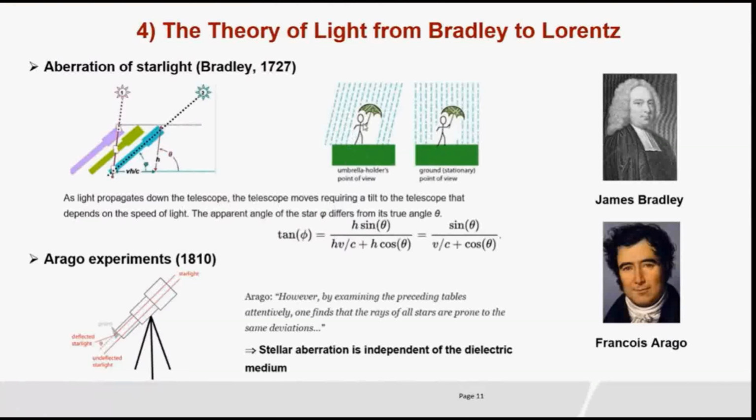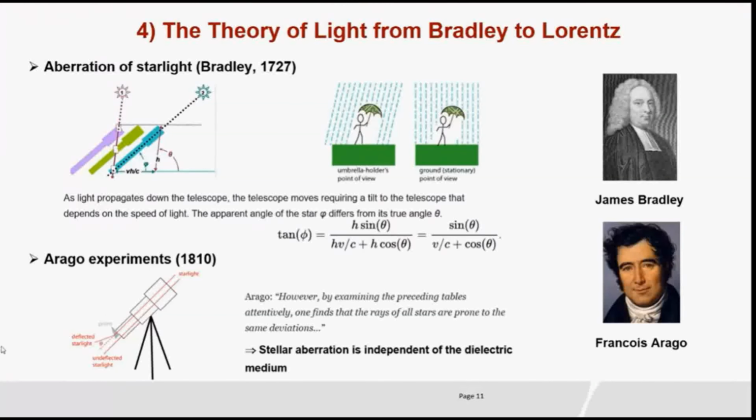This is very well known, and the principle gives the same result either if you use a particle theory of light or a wave theory of light. It is the same principle. So this is the equation for the stellar aberration. And then in 1810, Arago was working on the particle theory of light, so the Newton theory of light.